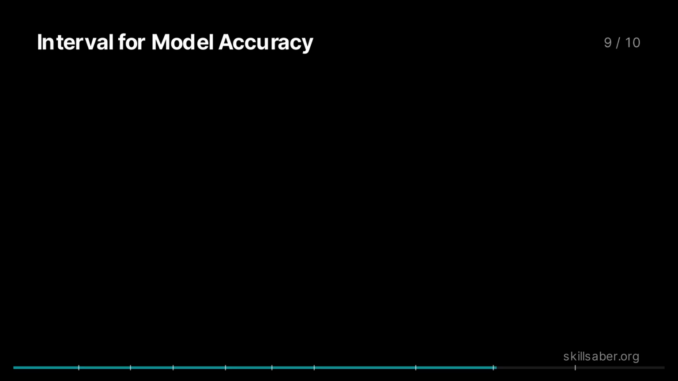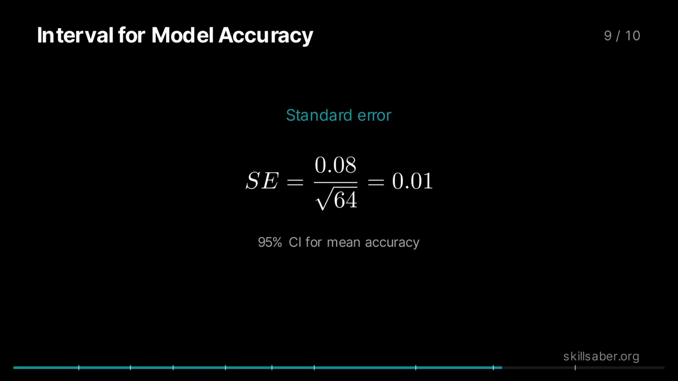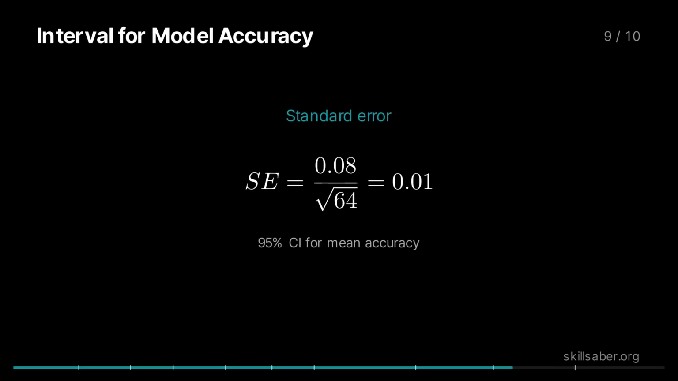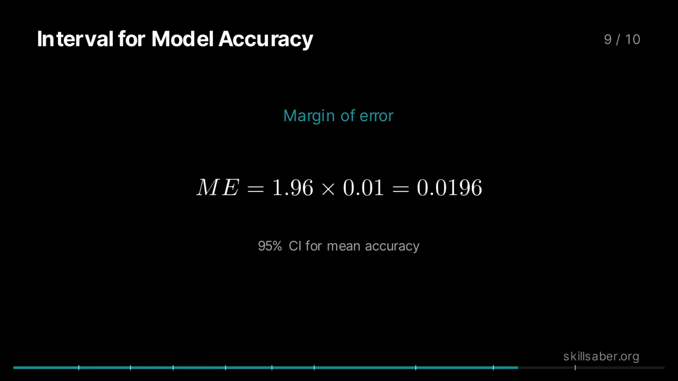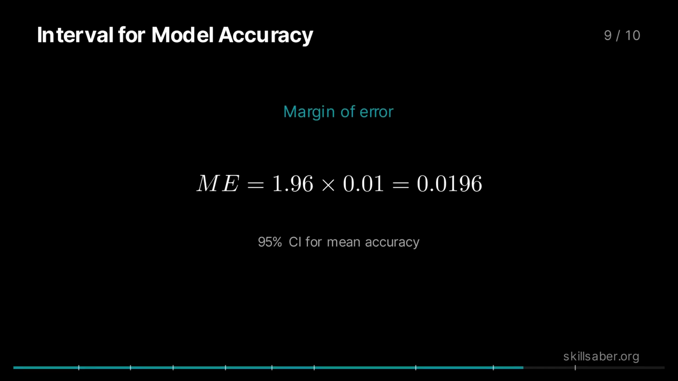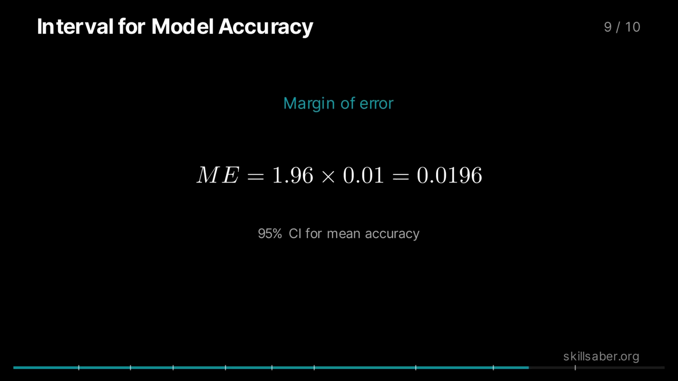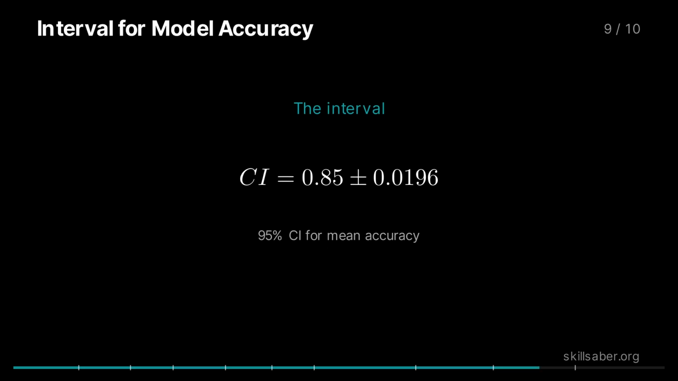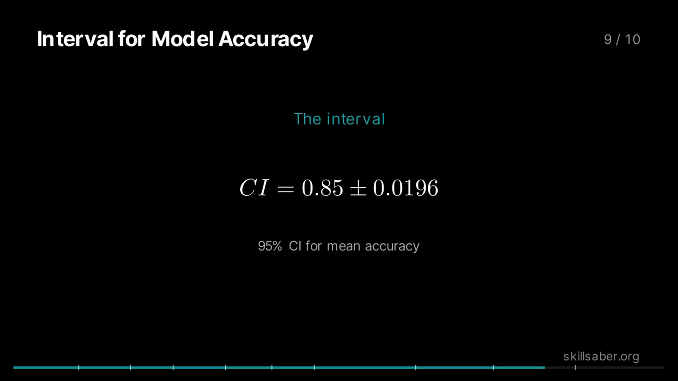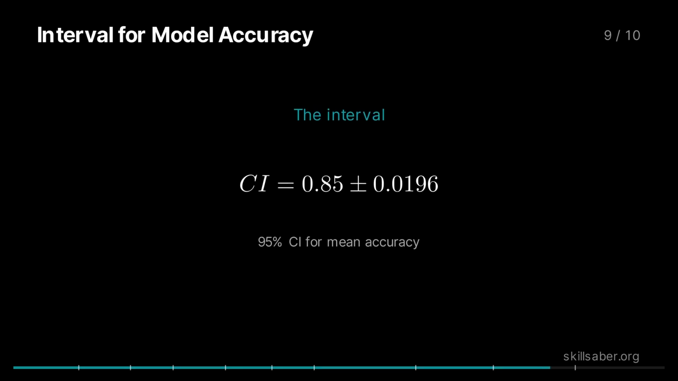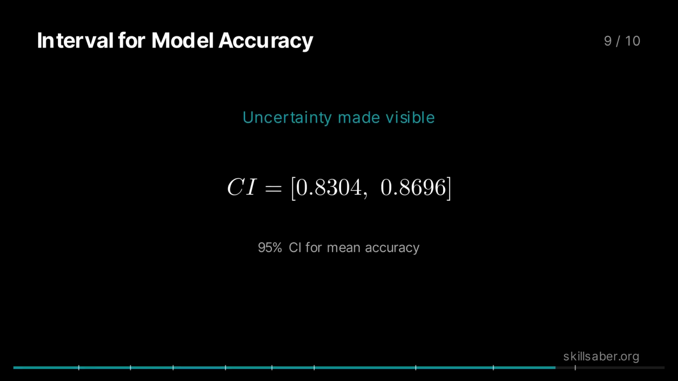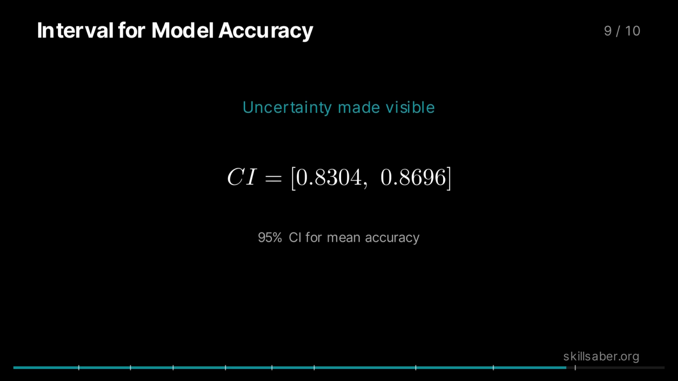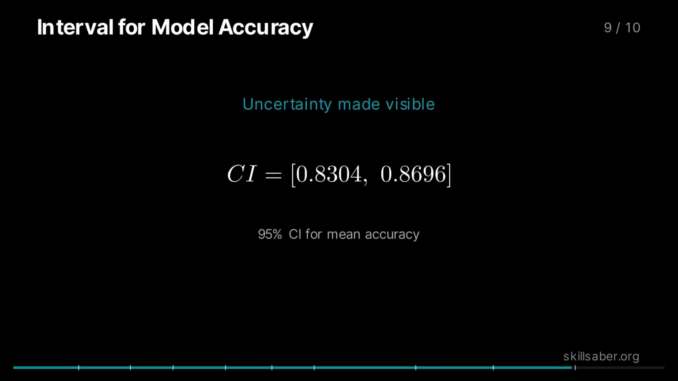64 evaluation runs give mean accuracy 0.85 and standard deviation 0.08. The standard error is 0.08 over root 64, which is 0.01. The margin of error is 1.96 times 0.01, giving 0.0196. The interval runs from 0.8304 to 0.8696. A single number hides this uncertainty. The interval makes it visible.